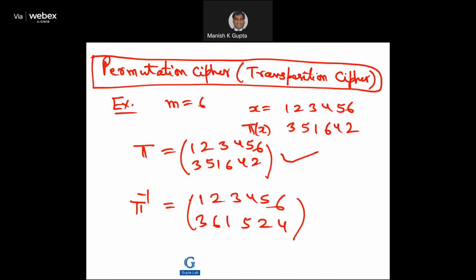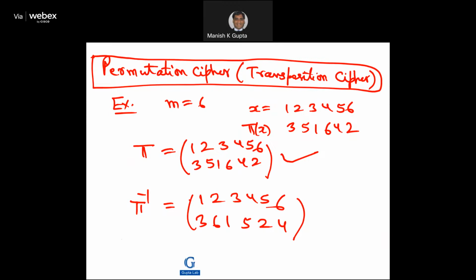Can anyone tell me how to get this permutation matrix? This is the permutation, right? You take the identity matrix and apply the same permutation there, and you get the permutation matrix. If you can recall your linear algebra class, they teach how to get a permutation matrix from a permutation. For example, here the permutation is 1, 2, 3, 4, 5, 6 going to 3, 5, 1, 6, 4, 2. So take a 6 by 6 identity matrix, apply this permutation there, and you get the matrix.